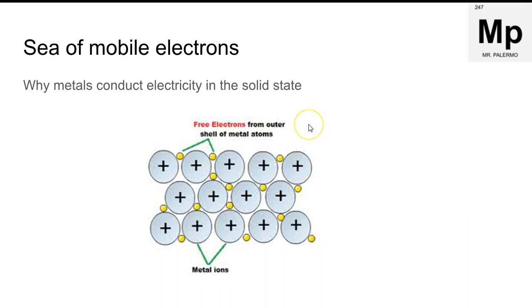As I mentioned, metals conduct electricity because they have this sea of mobile electrons. The valence electrons are very loosely bound to the atom, and since they're moving around, we have moving charges which will conduct electricity.